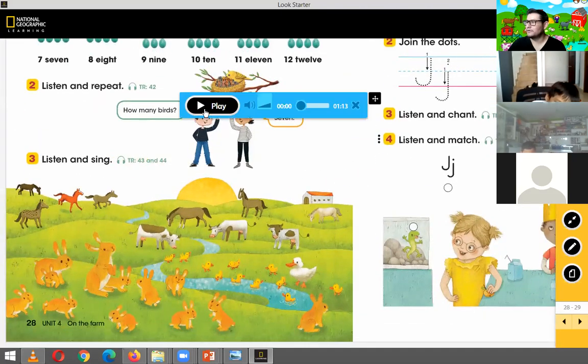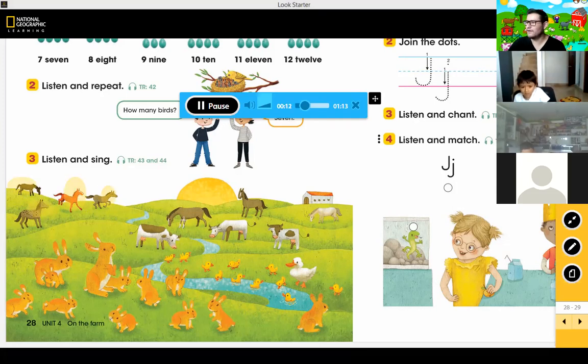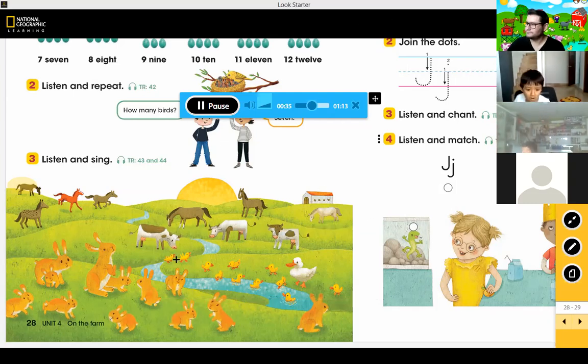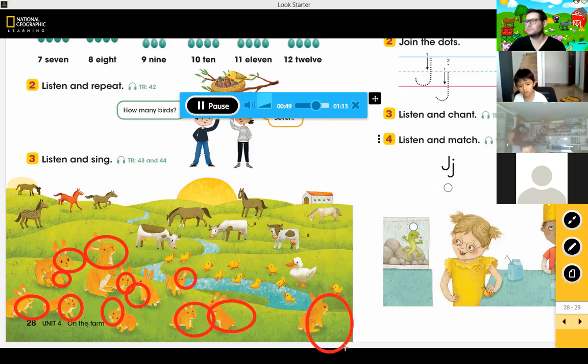Remember. 1, 2, 3, 4, 5, 6, 7, 8. Look, what are they? They're ducks. 1, 2, 3, 4, 5, 6, 7, 8, 9, 10, 11, 12. 12 ducks on the farm. On the farm. Look, what are they? They're rabbits. 1, 2, 3, 4, 5, 6, 7, 8, 9, 10, 11, 12. 12 rabbits on the farm. Hop, hop, hop. 12 rabbits on the farm.